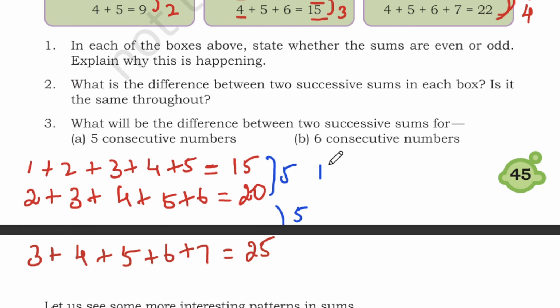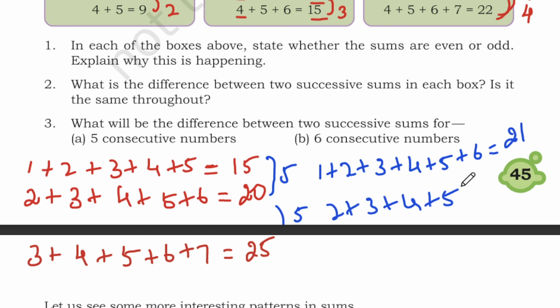If you're doing 6 consecutive numbers, so 1 plus 2 plus 3 plus 4 plus 5 plus 6. So how much are you getting? 6, 7, 8, 9, 10, 11, 12, 13, 14, 15, 16, 17, 18, 19, 20, 21. Again you are adding 2 plus 3 plus 4 plus 5 plus 6 plus 7. So how much are you getting? You're getting 27. So now 27 minus 21, you will get 6. Okay, when you do the next step also, you will get the difference of 6.